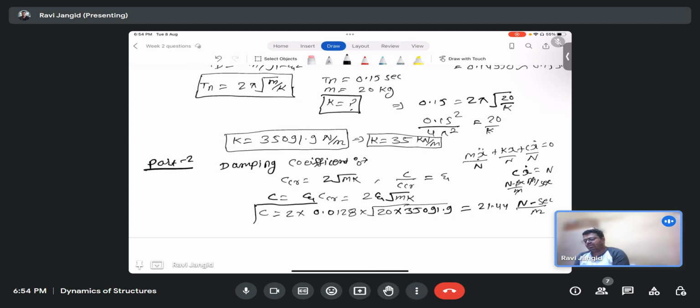Be careful with the units, because these are the SI units. Sometimes you will get a question in pound, foot-pound units, the FPS system, and in that you will get confused. There, stiffness is given in pound per inch, and they normally give mass in pounds or kilopounds. So you need to be careful with these things.